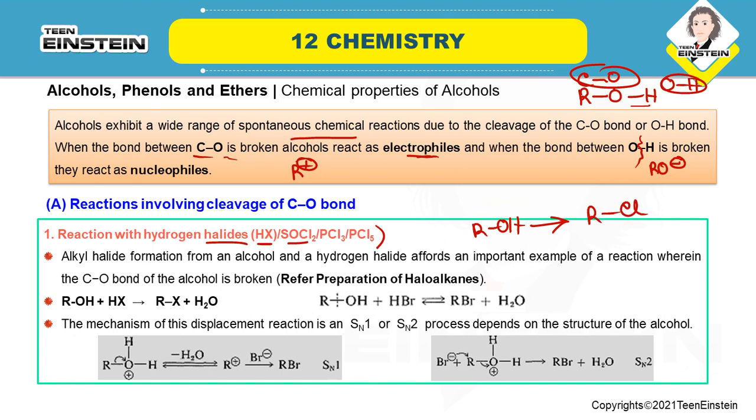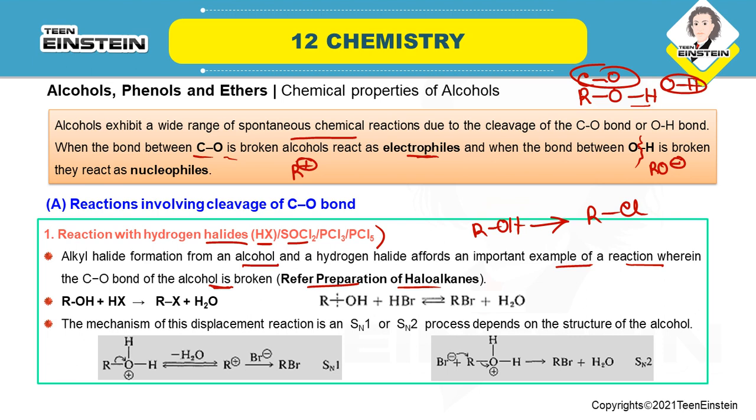So alkyl halide formation from an alcohol. You can also get a detailed explanation in the chapter Haloalkanes and Haloarenes, when we discussed the synthesis methods of alkyl halide starting from alcohol. There also you can find the detailed discussion. Alkyl halide formation from an alcohol and a hydrogen halide affords an important example of a reaction where the CO bond of the alcohol is broken. So this is the reference you can take help from.